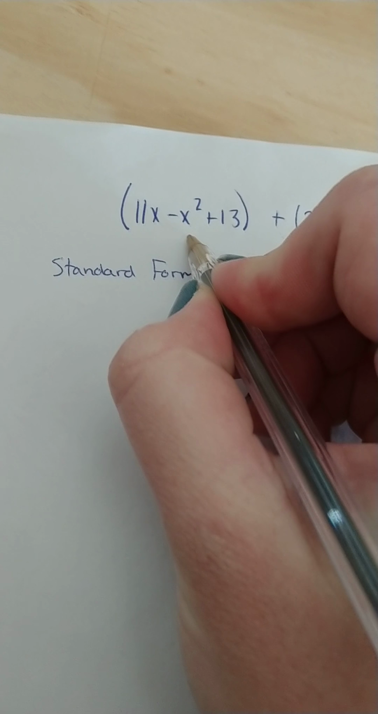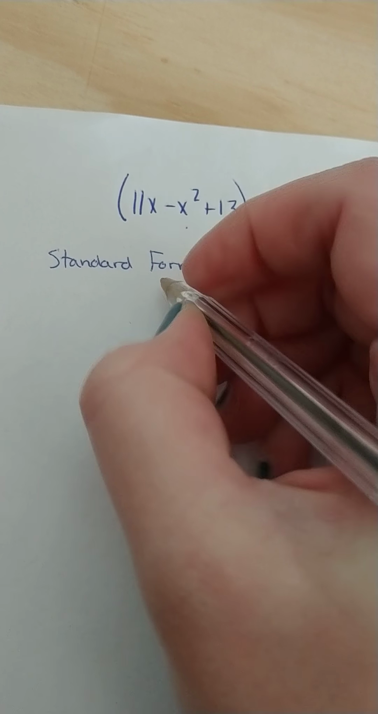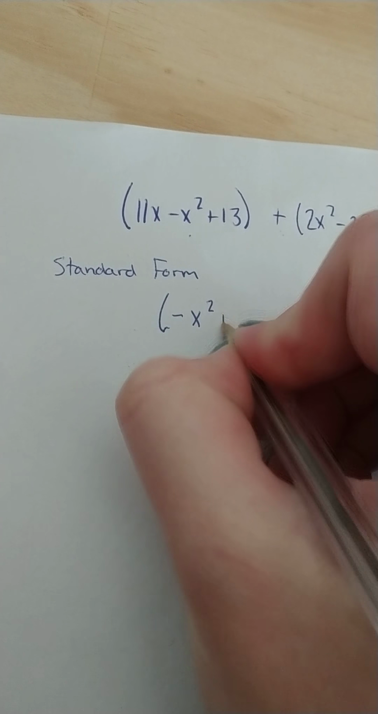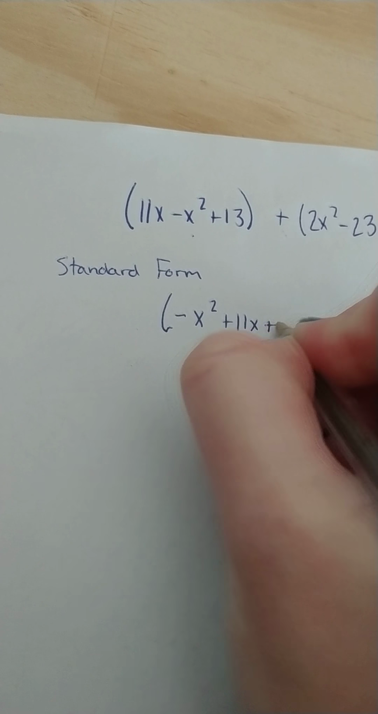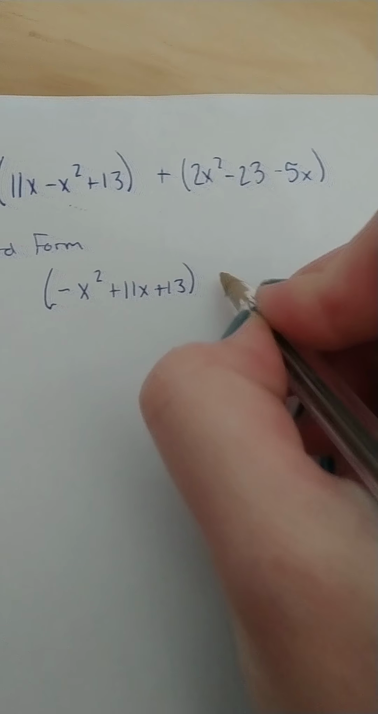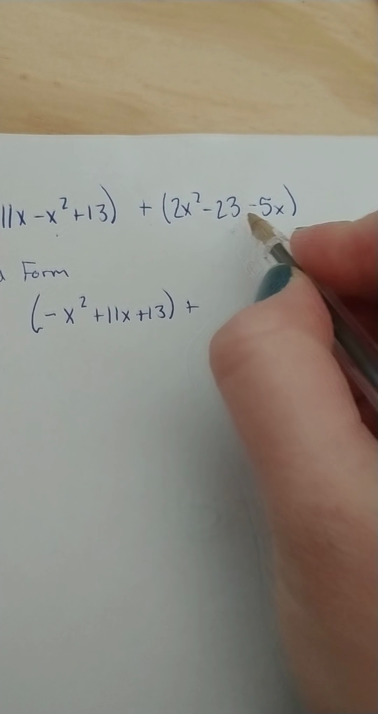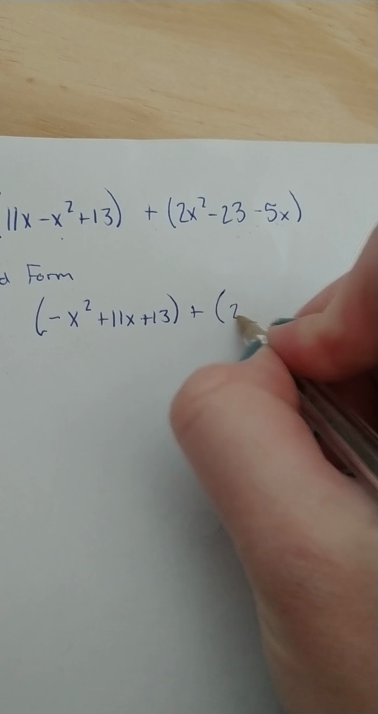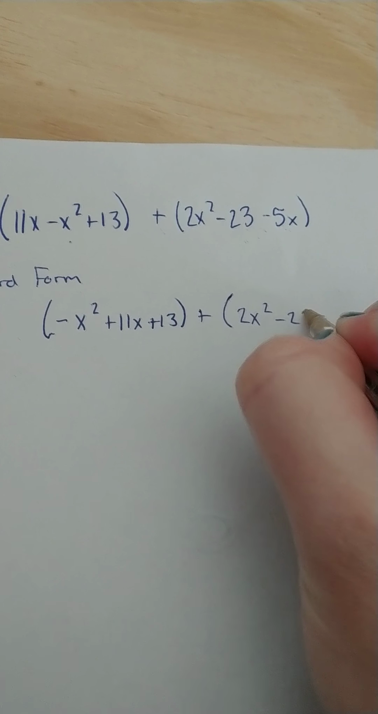So this one in standard form, which is your highest exponent? Well, that x squared is your highest. So to reorganize that, it's going to become negative x squared plus 11x plus 13. And then over here, it is almost in standard form, but these two are out of order. So rewrite that: 2x squared minus 20.